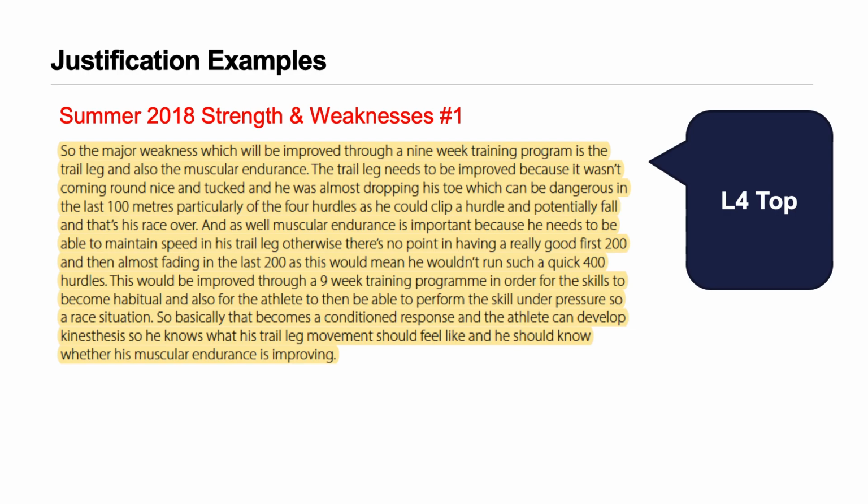In this response, we look at how a candidate has looked to justify both the identified weakness and the timescale. They clearly state 9 weeks as the duration, and they have also highlighted some of the technical difficulties the hurdler has with regard to their trail leg and the need for muscular endurance, stating how these can affect the performance within the 400 metres. They go on to say that 9 weeks are required for the skills to become habitual and can be formed under pressure, but it is felt that they do not justify the 9 weeks timescale with enough detail to warrant a higher level.